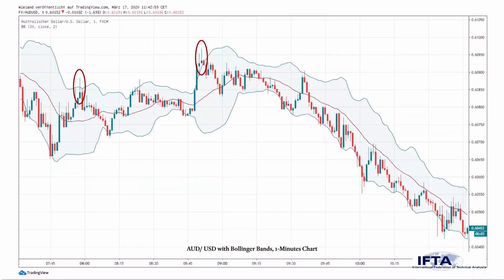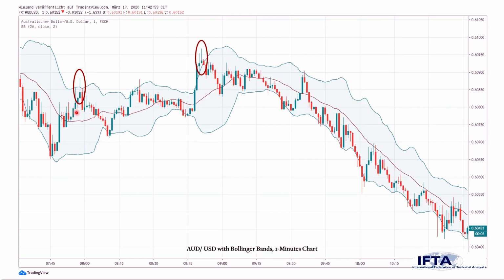And this is what I call a trading range, right? So this is Aussie dollar to the US dollar. We have a 1 minute chart, so it's very short term. And this is what happens. You have a down move, you have an up move, price goes outside of the bands. You see a very nice shooting star.